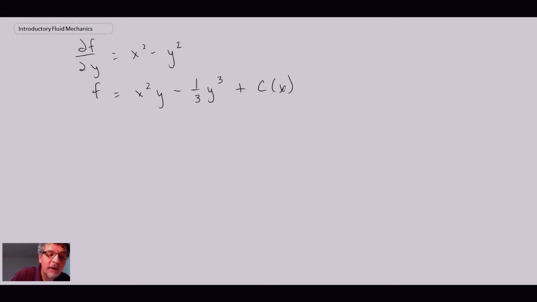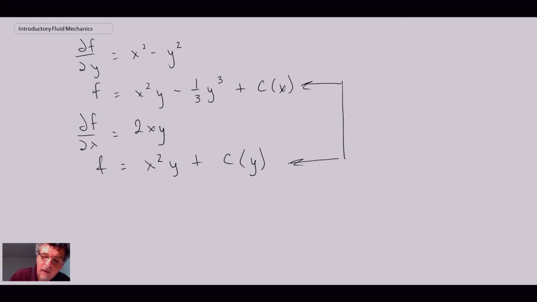we have another equation that we will integrate, and so that is df by dx equals 2xy. When we integrate that, we get f is x squared y plus some other constant of integration, which could be a constant or it could be a function of y, so we'll write it that way. Now what we're going to do is equate these two. And when we equate these two, what we end up with is the following equation.